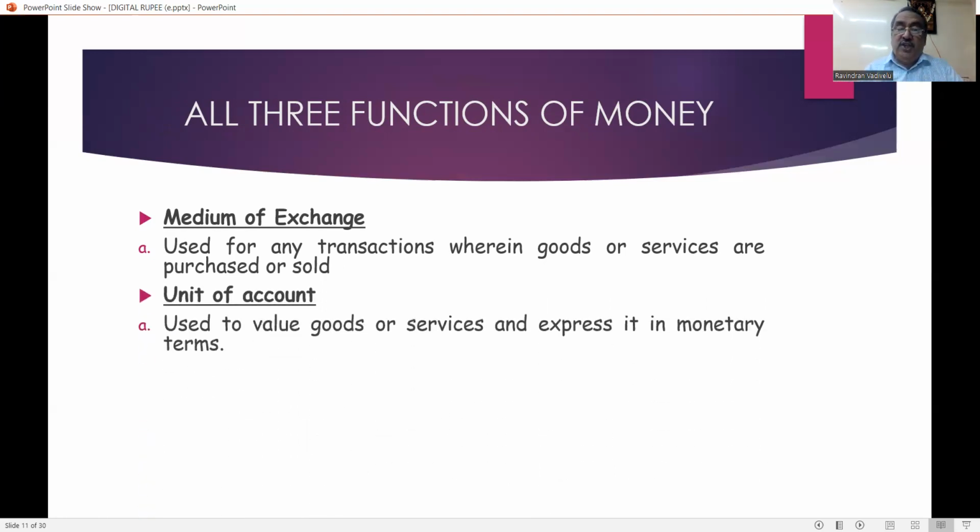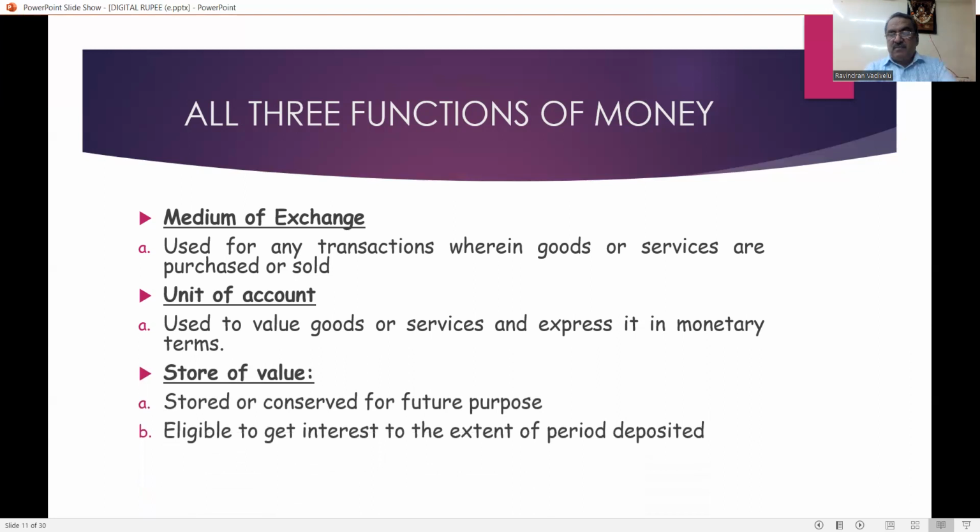Now we are going for the unit of account. It is used to value the goods or services and express it in monetary terms. Second, suppose this pencil costs you 10 rupees. That is the unit of account. So for one article, you have to pay 10 rupees. One is to purchase that you can use it, but the value of a good is being expressed in terms of money. Then there's store of value.